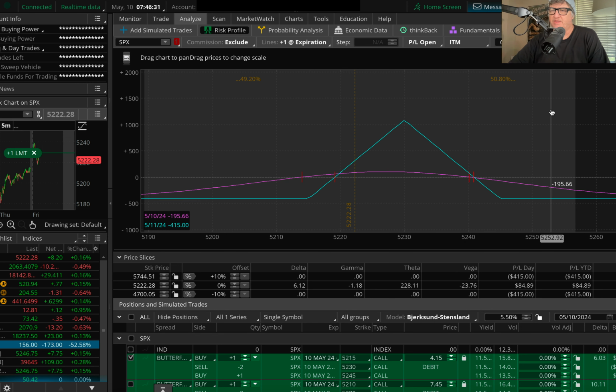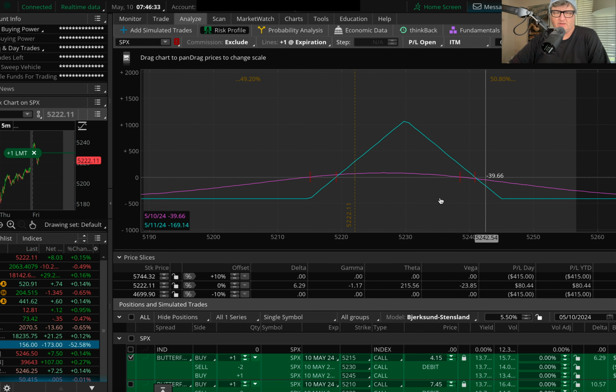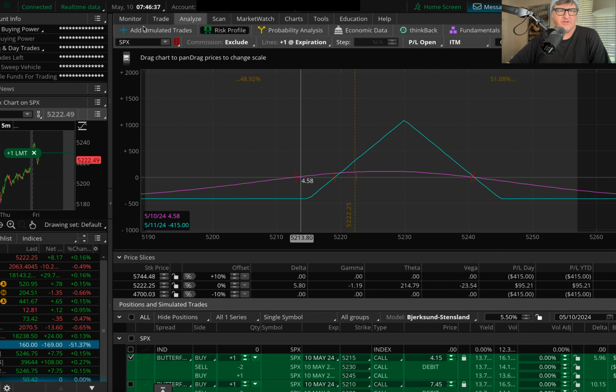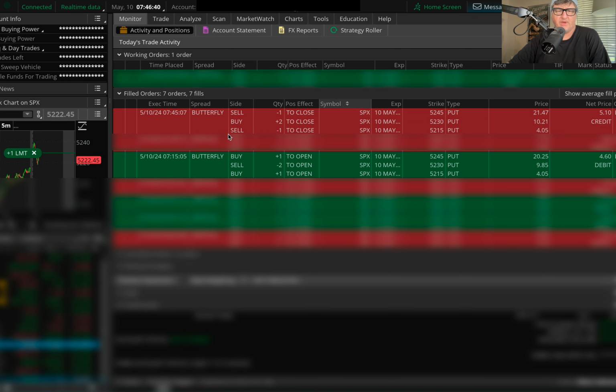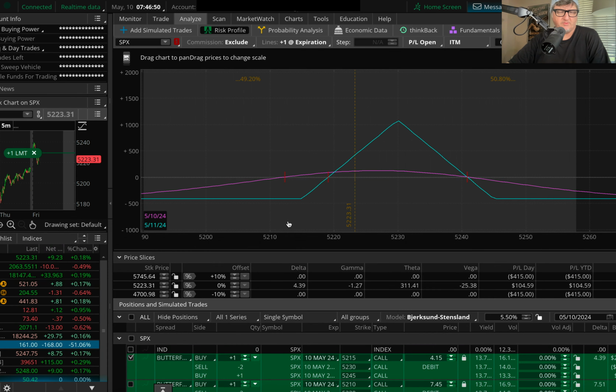All right, here we are. It's 7:46, so this is our second check-in for the day. And we just got filled on the live money butterfly, the real deal one, at 510. So that gives us our $50. We hit our profit target on that one. So let's look at the paper ones real quick.